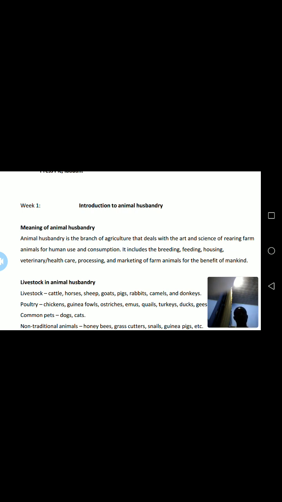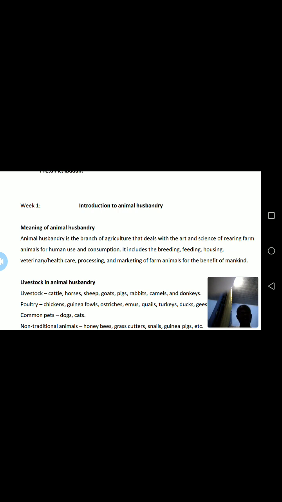We are considering the subject animal husbandry, which is not something new to us. It was once a topic in agricultural science and is now a subject of its own. Animal husbandry is the aspect of agriculture, or farming, that deals with the keeping and rearing of animals for consumption or for commercial purposes. So that's what we're looking at here: the introduction to animal husbandry.